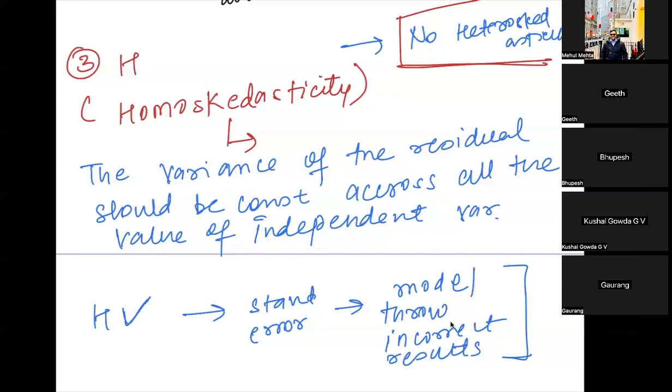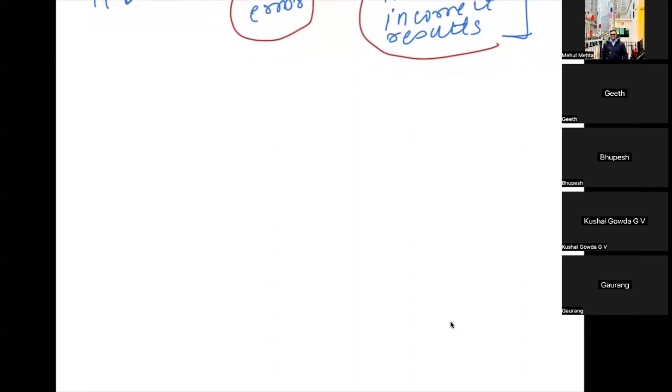Because if heteroscedasticity is present, then the variance will not remain constant. And if the variance does not remain constant, it will impact the standard error, and then the model will throw incorrect results. So that's why we say there should be homoscedasticity present in the residuals, and there should be no heteroscedasticity present in the residuals.